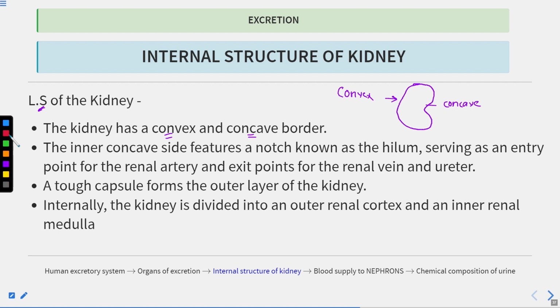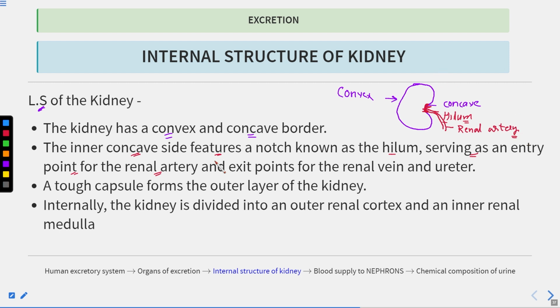Then the inner concave side features a notch. So here a notch is present, and this notch is known as the hilum. So there is a depression, a notch, and this notch is known as the hilum. And this hilum serves as an entry point for the renal artery. So the renal artery enters through here. We can draw it like this. This is the renal artery, which carries oxygenated blood from the heart to the kidney.